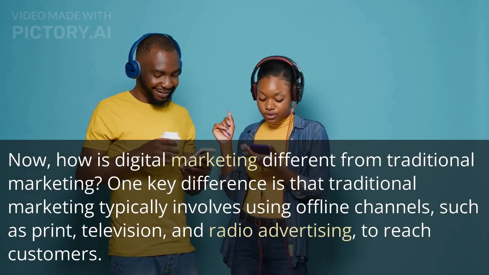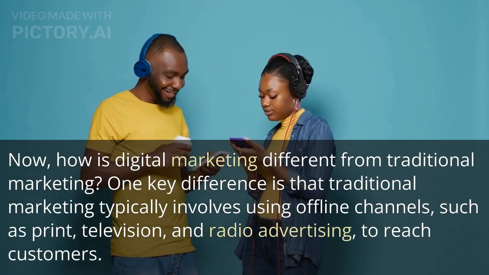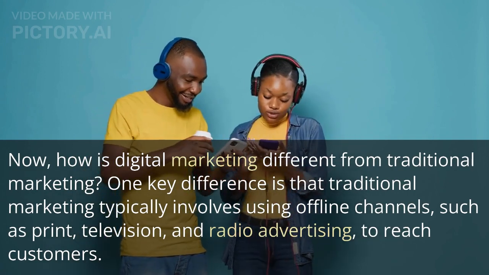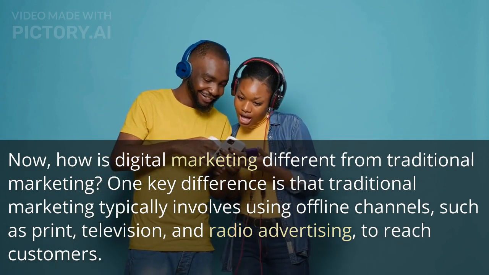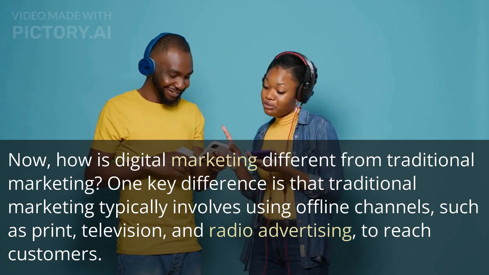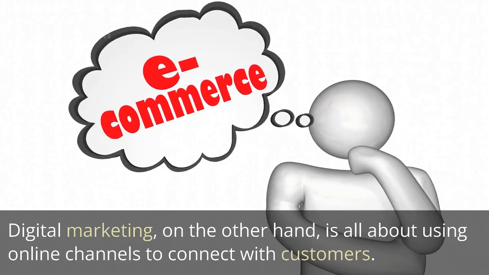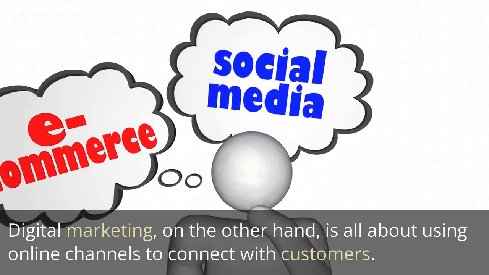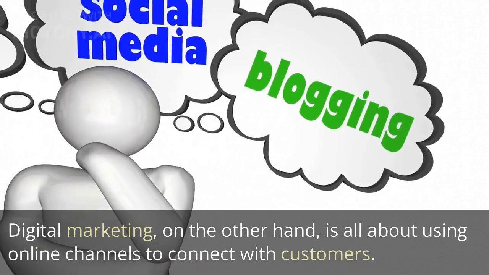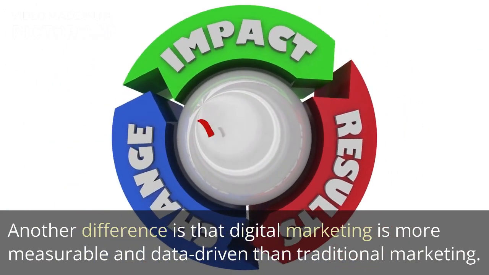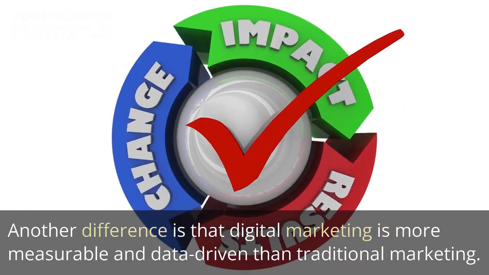Now, how is digital marketing different from traditional marketing? One key difference is that traditional marketing typically involves using offline channels, such as print, television, and radio advertising, to reach customers. Digital marketing, on the other hand, is all about using online channels to connect with customers. Another difference is that digital marketing is more measurable and data-driven than traditional marketing.